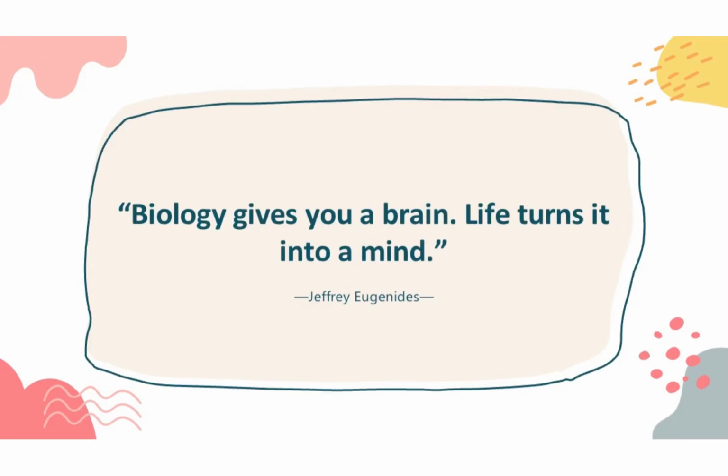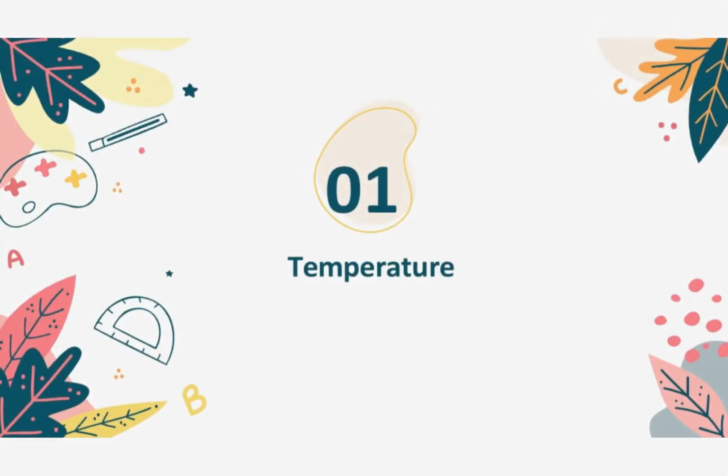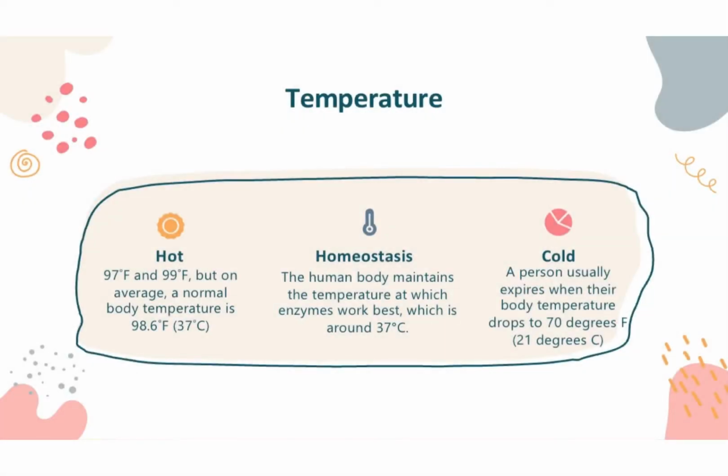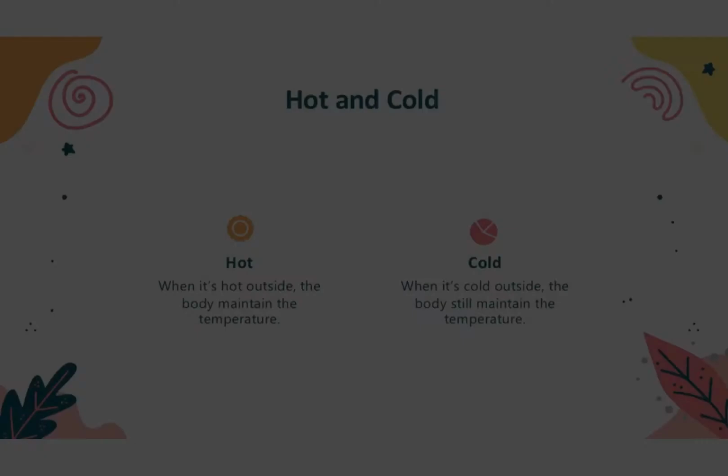Temperature. When we get too hot, sweat glands in the skin release more sweat. The sweat evaporates, removing heat energy from the skin. Blood vessels leading to the skin capillaries become wider. They dilate, allowing more blood to flow through the skin and more heat to be lost.